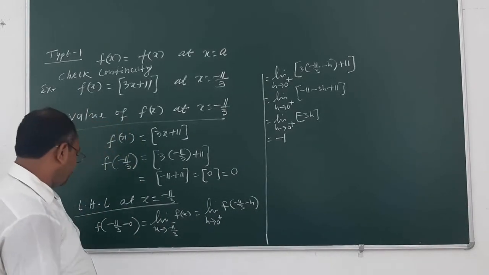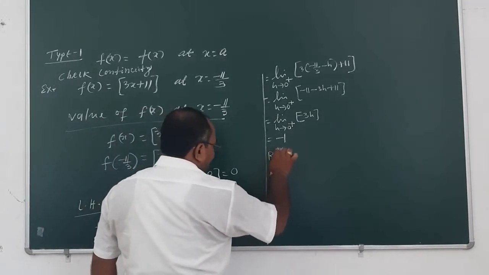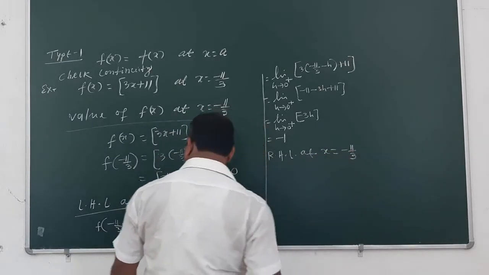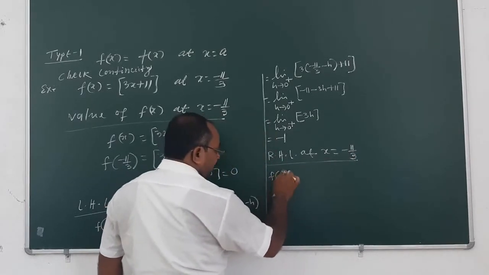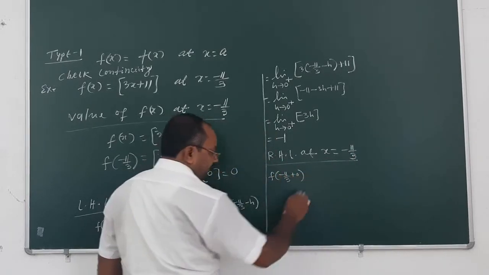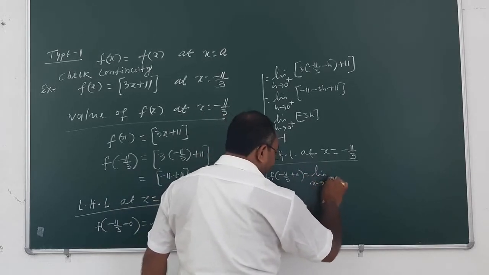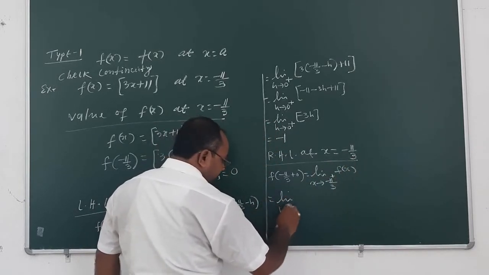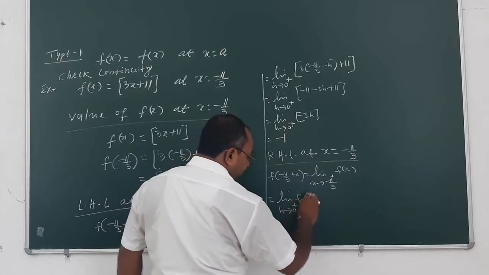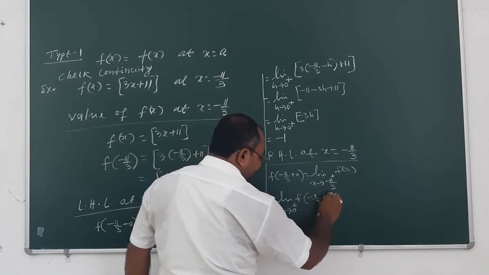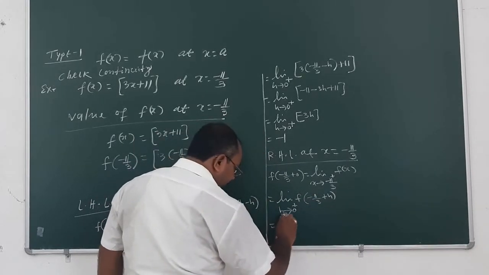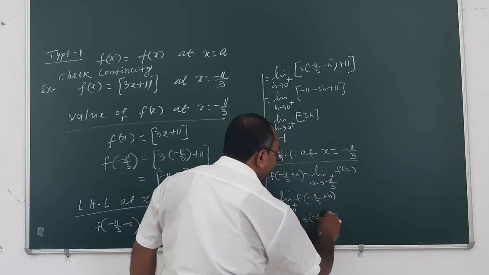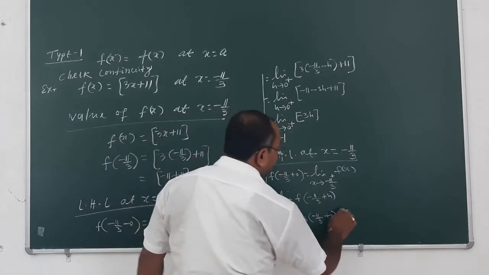Now find the RHL. The RHL at x equal to minus 11 by 3. That is f of minus 11 by 3 plus 0. That is limit x tends to minus 11 by 3 plus f of x. That is limit h approaches 0 plus f of minus 11 by 3 plus h. That is limit h approaches 0 plus bracket 3 into minus 11 by 3 plus h plus 11.